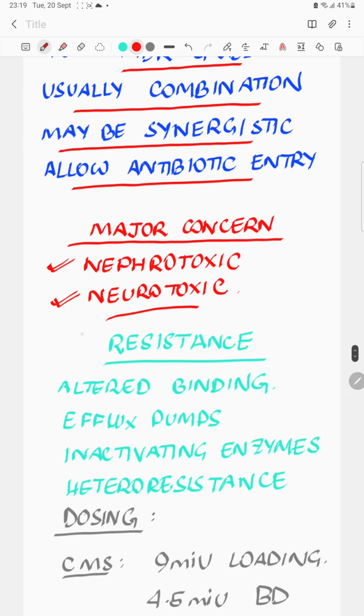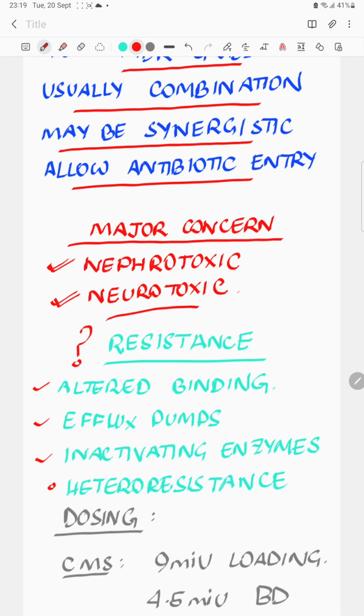What about resistance to colistin? Yes, there is, and majority of the time it is due to altered binding sites. There could be efflux pumps which throw the antibiotic out, and inactivating enzymes, so-called colistinases, which are elaborated by certain GNBs. And there is also the issue of heteroresistance, which is basically that in a colony of the organisms, some of them are resistant and some of them are sensitive.